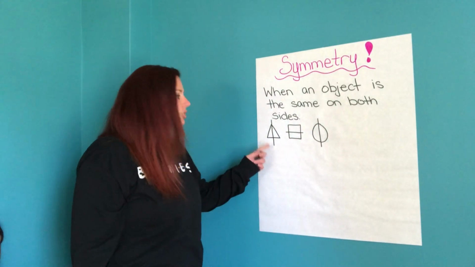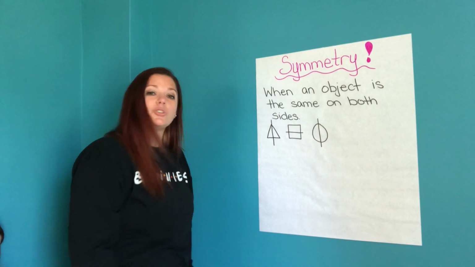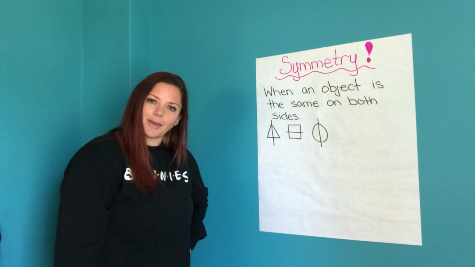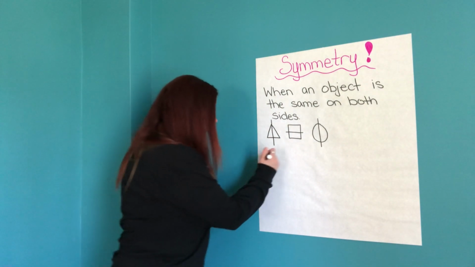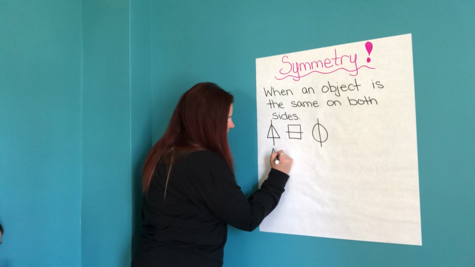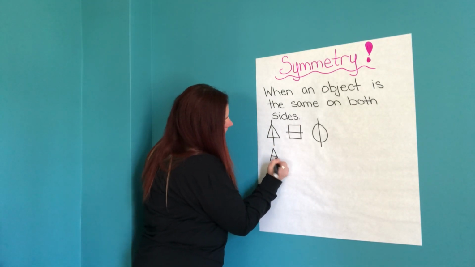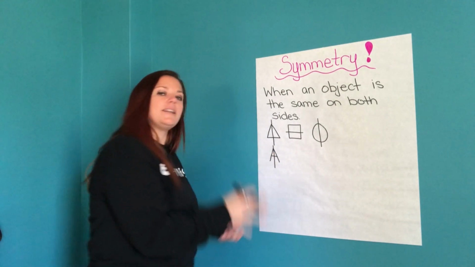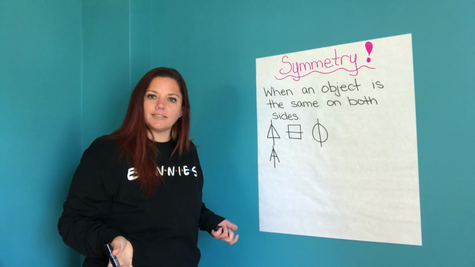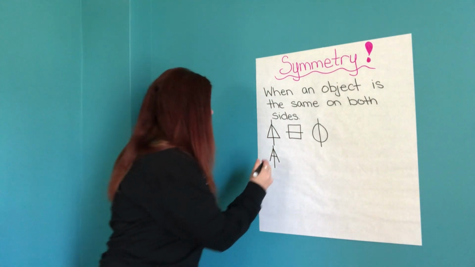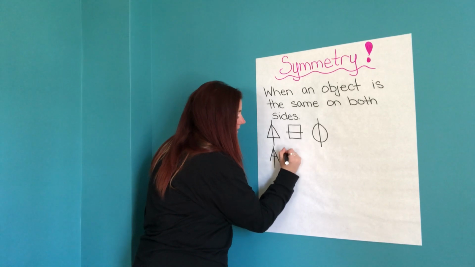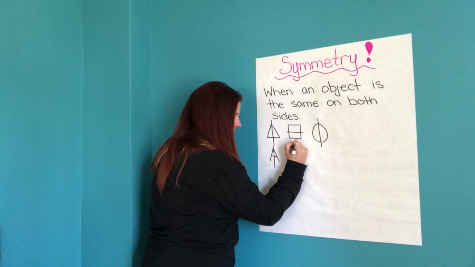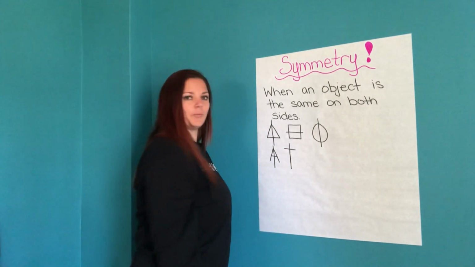Now, did you know that not only shapes have symmetry to them? Did you know letters have symmetry too? Why don't you stop? What's the first letter of the alphabet? If you said A, you're right. A has symmetry to it. Here's my letter A. I'm going to cut it right down the middle. Now, if I folded it in half, is it the same on both sides? Sure is. Did you know that the letter T has symmetry too? It does. You cut that one right down the middle too.